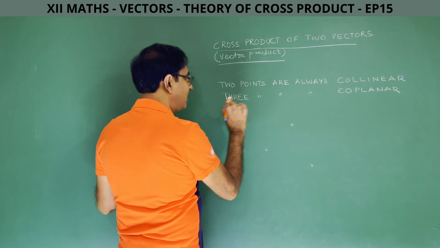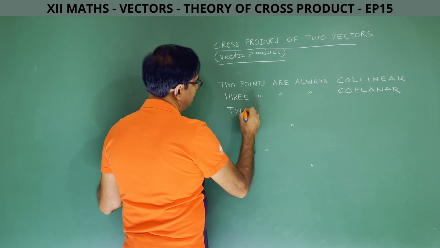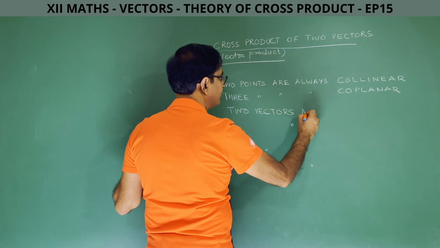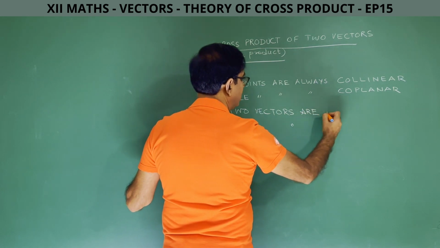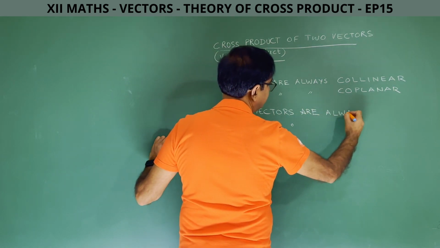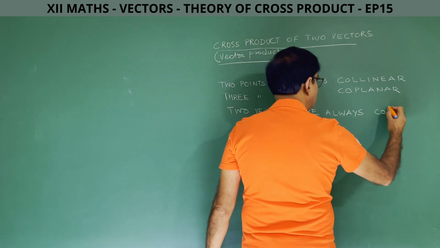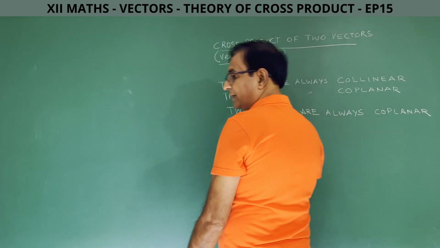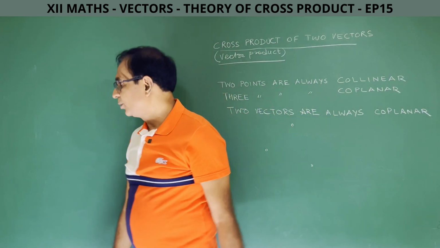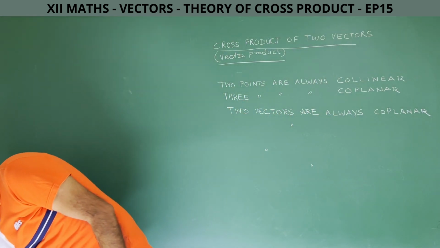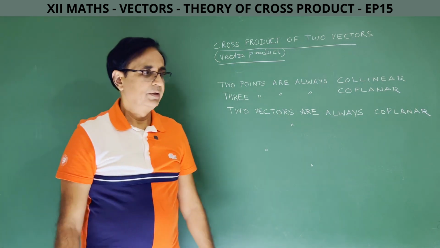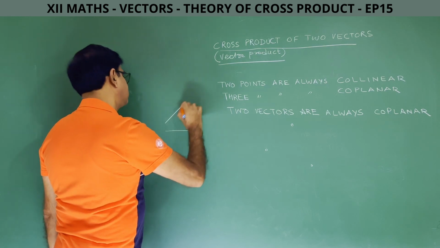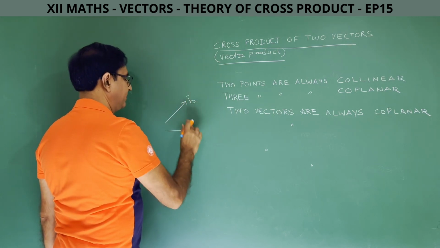And now comes the catch. 2 vectors are always coplanar. Please do remember it. 2 vectors are always coplanar. So you see, this is vector A and this is vector B. So they are on the same plane.